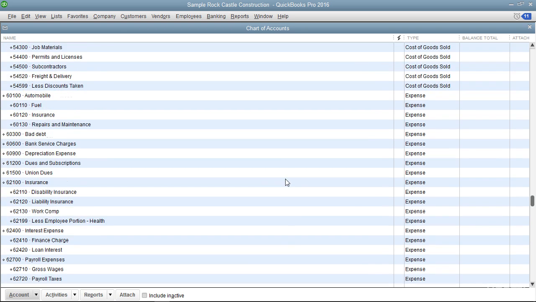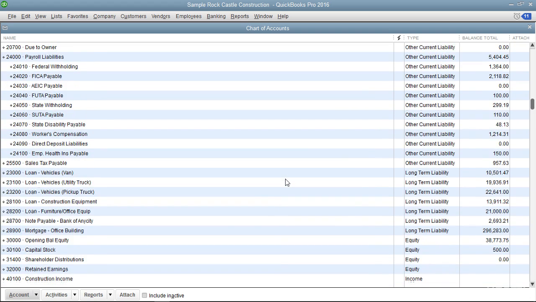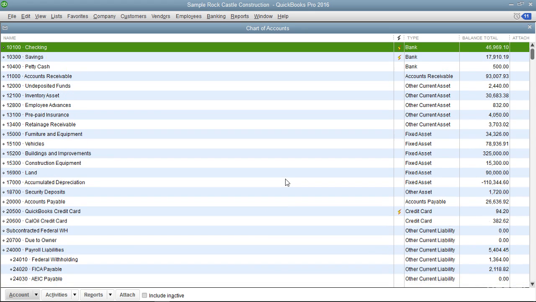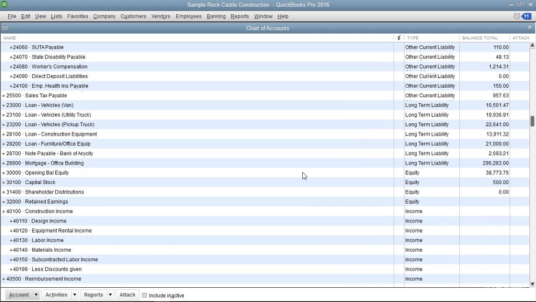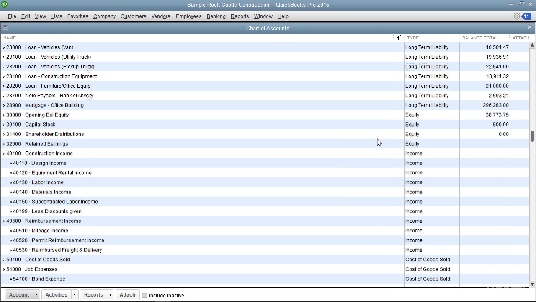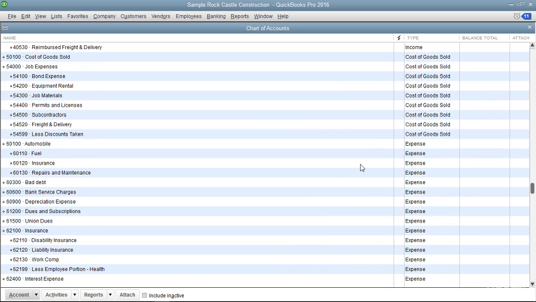As mentioned before, at the top of the chart of accounts window, you will see the balance sheet accounts, which appear on the balance sheet for your company file. These accounts show what you own, your assets, what you owe to others, your liabilities, and the difference, which is your equity. Below those accounts, you'll find the income and expense accounts, which track where your money comes from and what it is spent on, respectively.